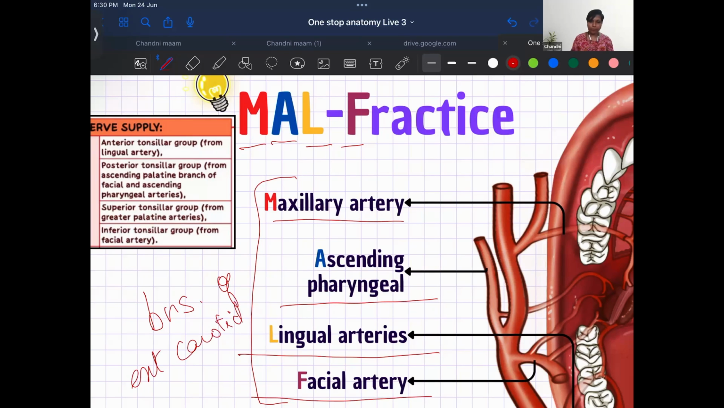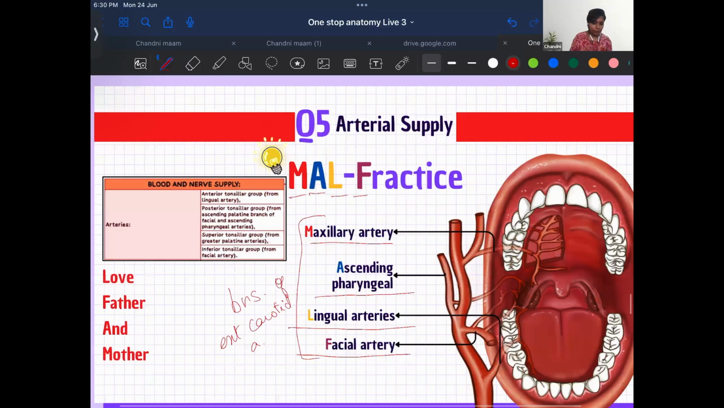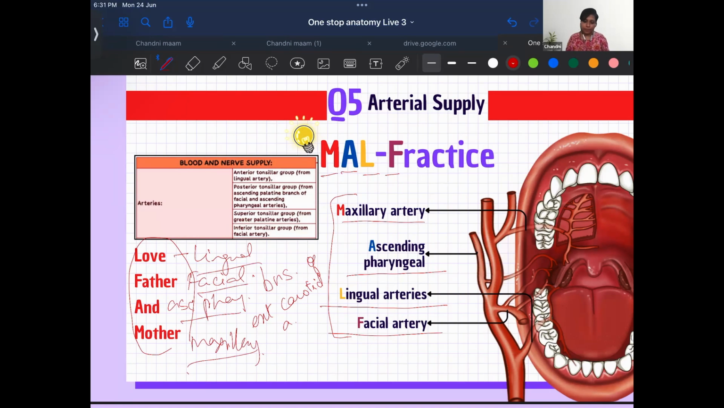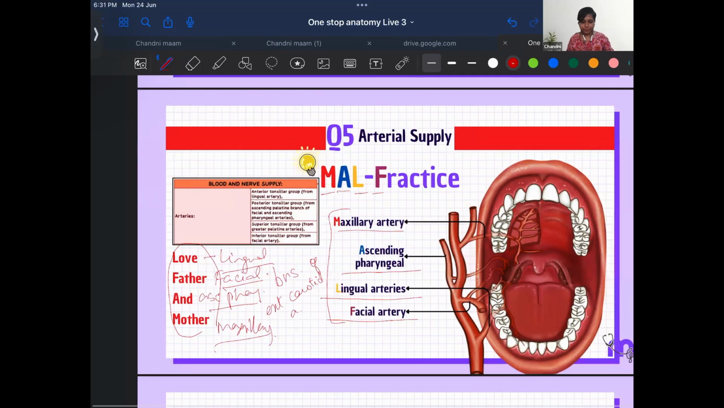So predominantly we can remember that the tonsils are supplied by the external carotid artery. If you would like to use this mnemonic, LFAM: L stands for lingual, F stands for facial, A stands for ascending pharyngeal, and M stands for maxillary artery. Branches of these arteries are the blood supply of the tonsils.